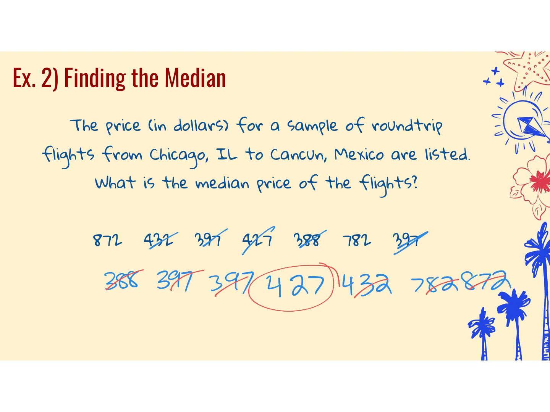Okay, hopefully you guys got a chance to try out this problem. So the first thing I did was I put all of our numbers in order from least to greatest. And then I just worked my way in and found that middle number. We had an odd set of data points here. We had 7. So we just had one number in the middle. So 427 is our median. Now notice that median is a different number than what our mean was. It's lower than our mean.